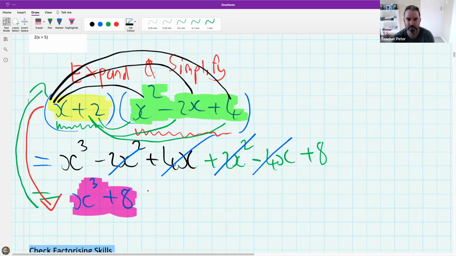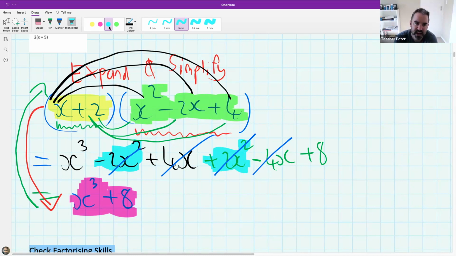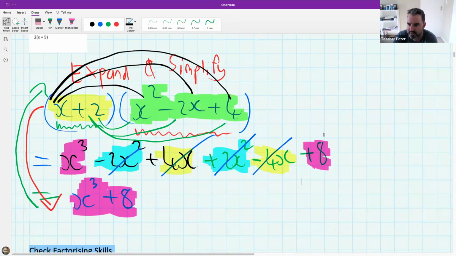Please repeat the part where you canceled, no problem. So appreciate what I did was I said I had a minus 2x squared here, and I had a plus 2x squared here. And the effect of having 2x squared minus 2x squared is nothing. So it's almost like those terms don't exist. And then the same thing is going to happen here. I have a 4x, and I take away 4x, and that's the same as 0. So the only things that really matter are the x cubed and the 8.